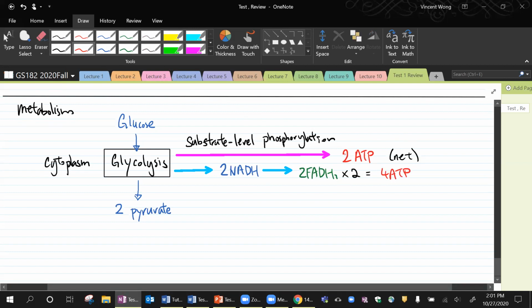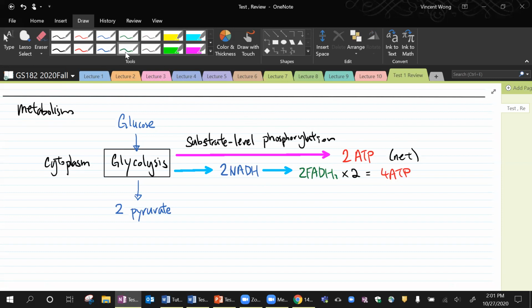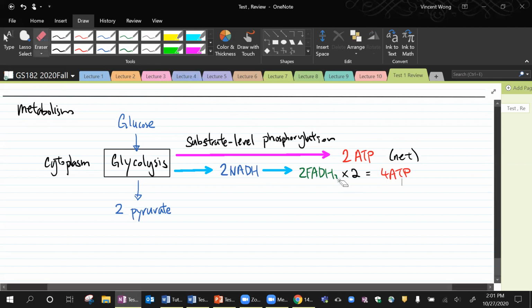Does that make any sense so far? So if the question is how many net ATP, we only answer 2, right? Net ATP from glycolysis is 2 ATP, because these are not produced in glycolysis. The ATP here is produced at the end, right?